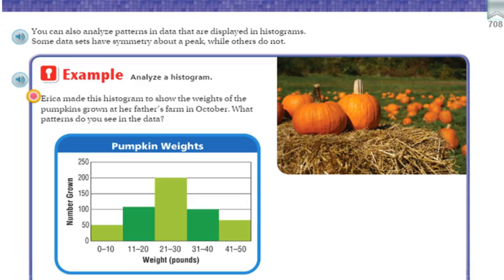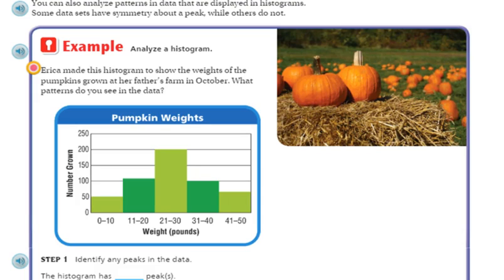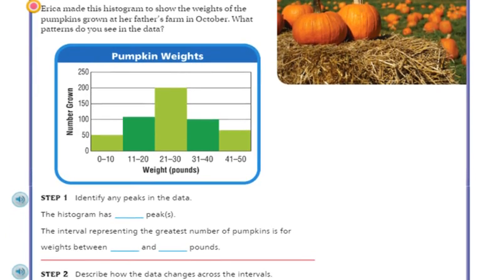Now we're going to look at another piece of data here. We first focused on the dot plot. Now we're going to look at how we can analyze a histogram. Okay. You can also analyze patterns in data that are displayed in histograms. Some data sets have symmetry about a peak, while others do not. All right, so let's look at how this data is dispersed. Erica made this histogram to show the weights of the pumpkins grown at her father's farm in October. What patterns do you see in the data?